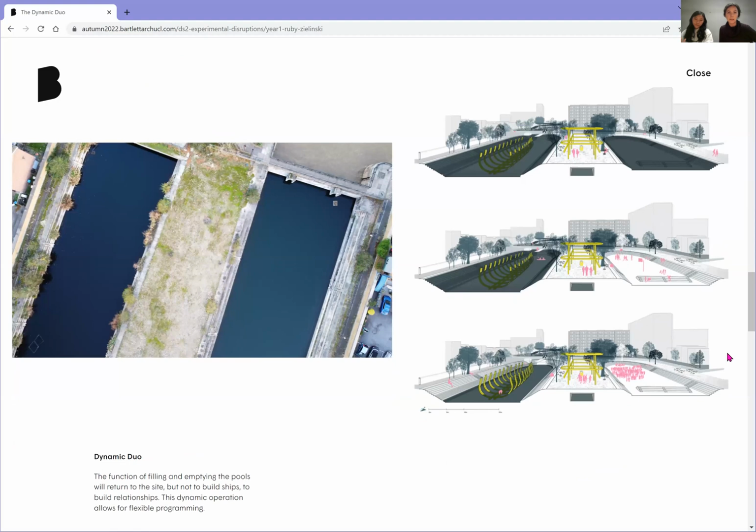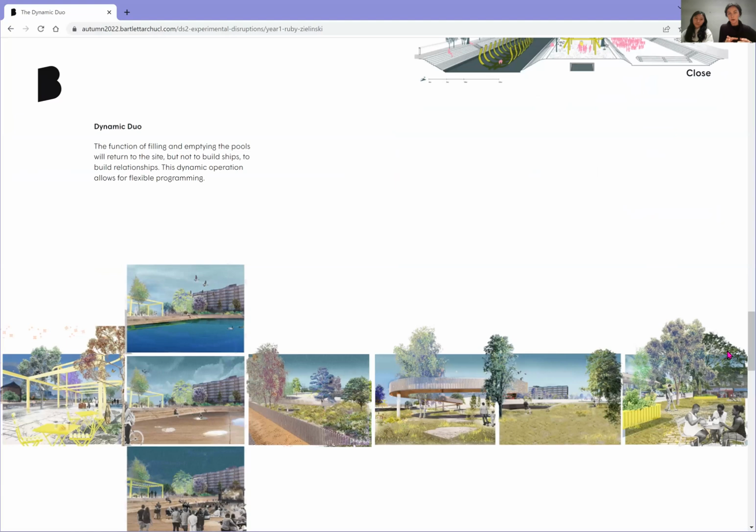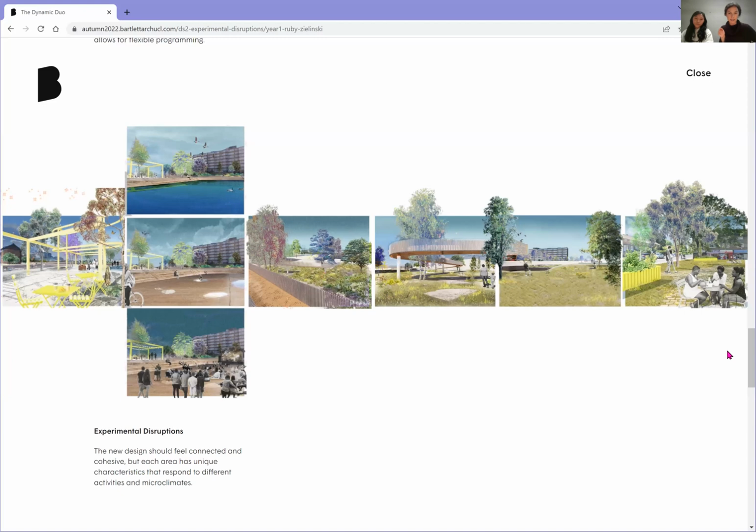And my site was much smaller than everybody else's, or Kay's and Eden's. So I was looking at really, really detailed strategies rather than master plan type strategies.